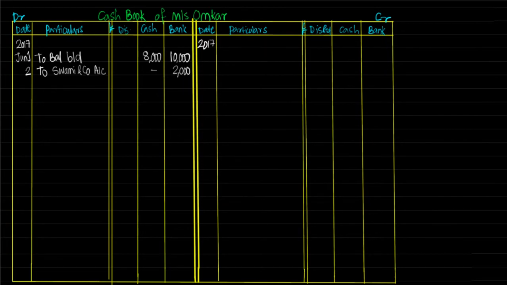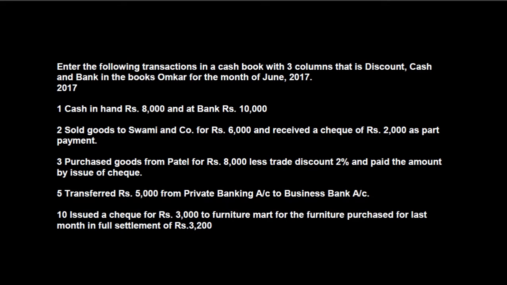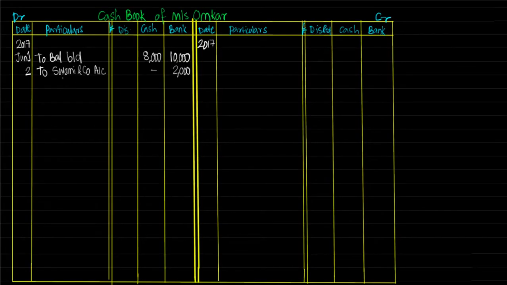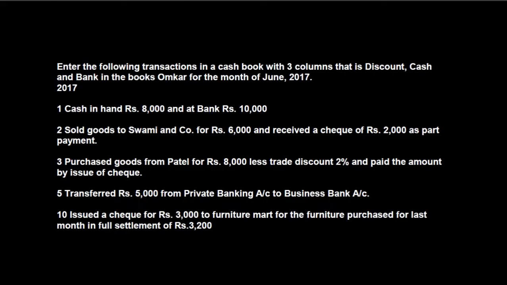Here another view can be taken as sold goods to Swami and Company rupees 6,000 and received a check of 2,000. So one may say that out of this 6,000, 2,000 is part payment, so actual credit sale is of 4,000. So in that case, we would record this 2,000 as cash sales and we would write here not Swami account but sales account. So both ways are correct. You can follow any one of them. But if you follow the first one, then don't forget to write the assumption that all sales are assumed to be credit sales.